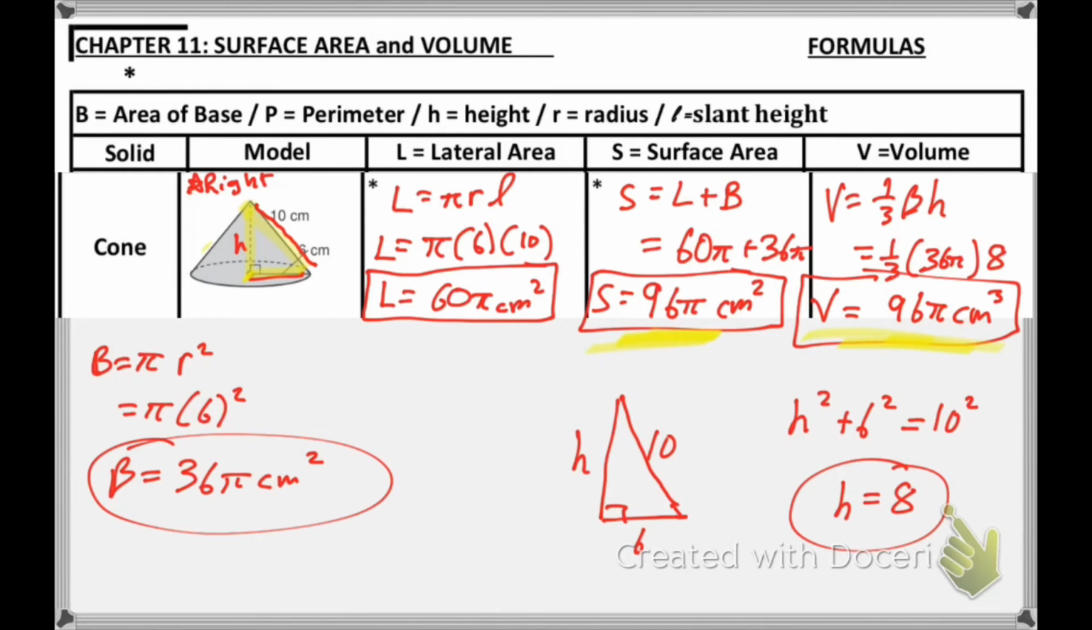But notice the difference here is that this is centimeters squared for surface area, and this is centimeters cubed for volume. Again, if you mess up the units, obviously you're going to be docked a couple, maybe half a point or something. So that's how you calculate the surface area and volume for a cone and a pyramid.